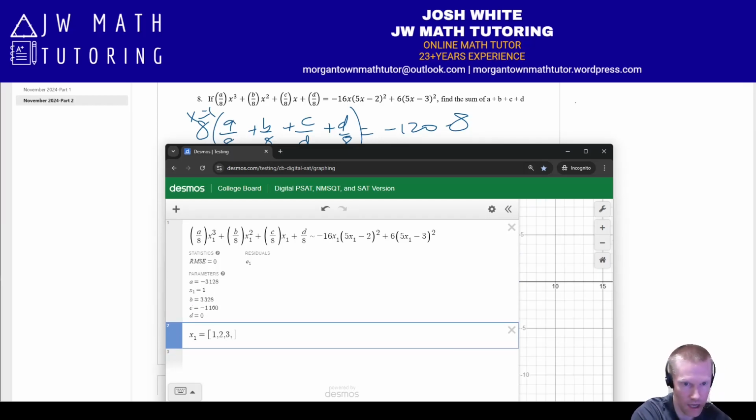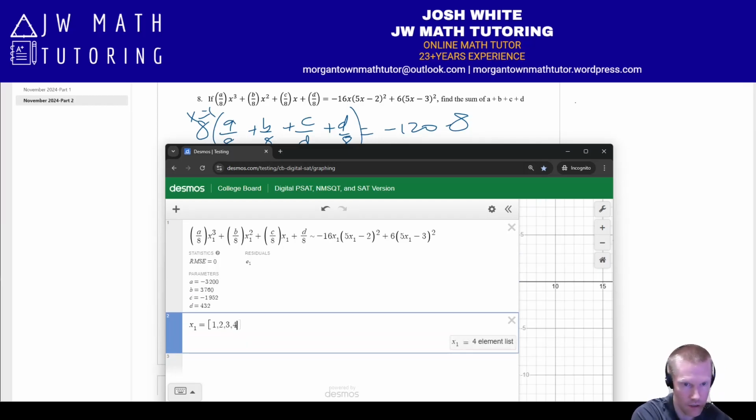The reason that we do this, that we put x1 equals and then a bracket, and in this case I'm going to put at least 4 entries since there's 4 different constants we're solving for, is because we want Desmos to treat x1 as a variable. We do not want Desmos to treat x1 as a constant.